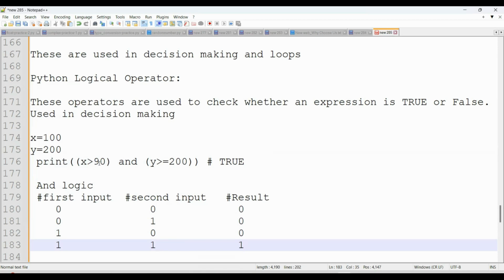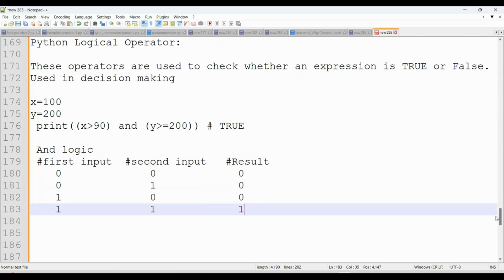than 90. So it is true. True means basically its value equals 1. And y greater than or equal to 200, y value 200, 200 greater than or equal to 200. 200 is not greater than 200 but it is equivalent to 200. This is also true. True again, its value is 1. So 1 and 1 equals 1 only. That's how the calculation happens.